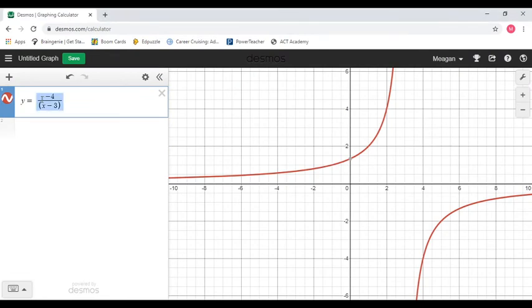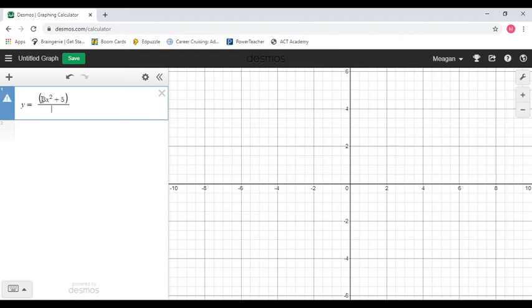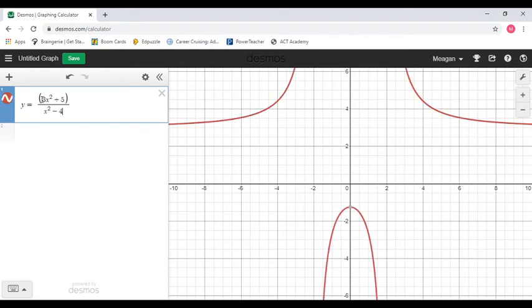Okay, so here we have 3x squared plus 5. Now Desmos is really nice and it's easy to type into. If you're using your graphing calculator, make sure that when you graph this type that you put a parenthesis around the top and a parenthesis around the bottom. Otherwise it won't graph what you're expecting. Okay, so be careful about that.